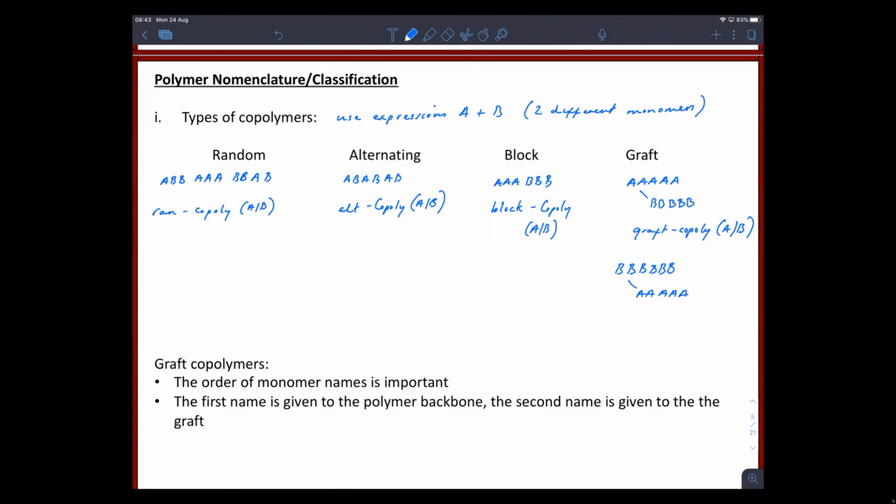So you can shout out at home or in the class. What would that second one be called that I've drawn out? I can still hear you at home. Graft copoly BA. Exactly, yeah, easy. So the main body, the main backbone of it, always comes first. So that's good. Graft copoly BA.